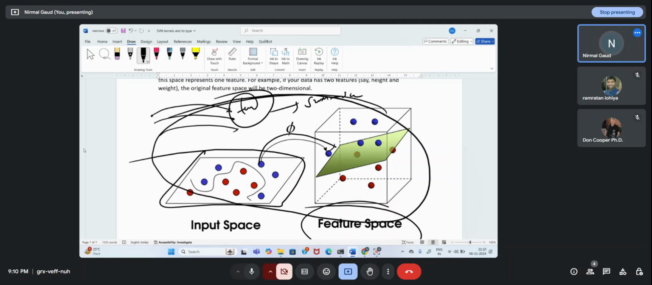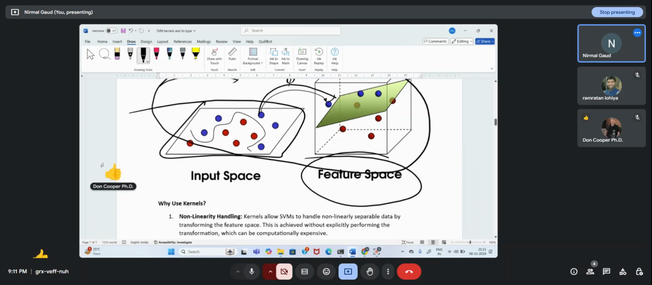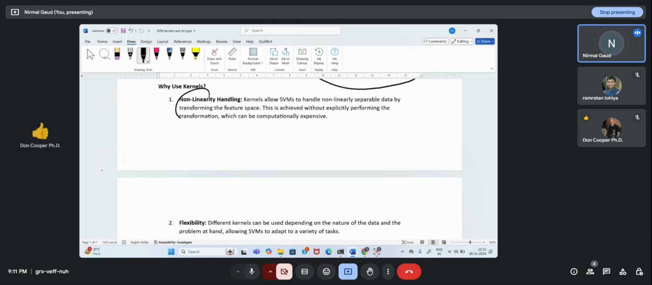It will transform the data from the input space into the feature space. Okay, that's what it will do. Got it. And it takes time. If you have a huge data set, then it will obviously take time to solve. So, why use a kernel? Non-linear. It can handle data points which are not linearly separable. Use a kernel; it will tackle that.